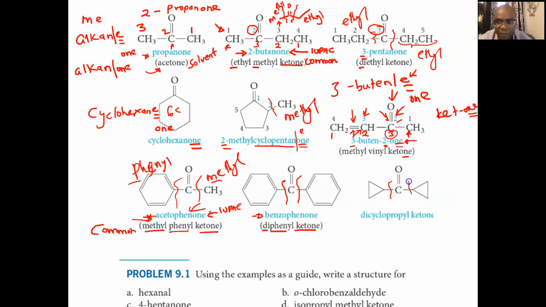And then you have cyclopropyl on both sides. There are 3 carbons in the ring, cyclopropyl, so it's dicyclopropyl ketone. So for hexanal, you have 6 carbons. 1, 2, 3, 4, 5, 6. The 6th carbon should have a hydrogen on it because it's an aldehyde with the -al ending.